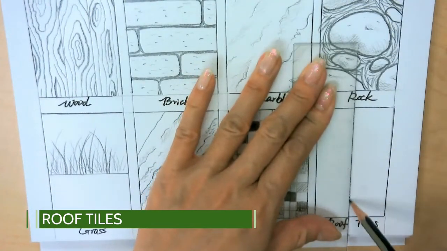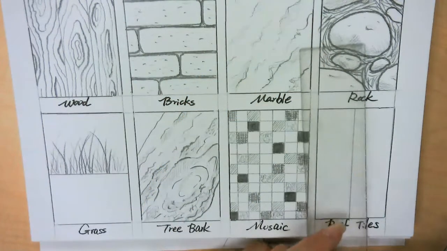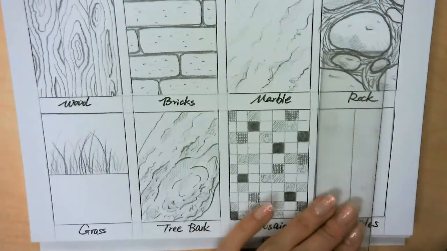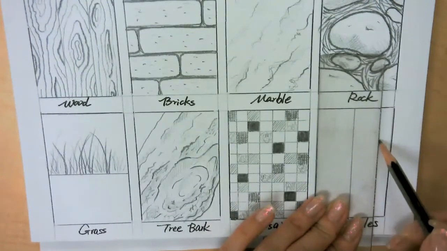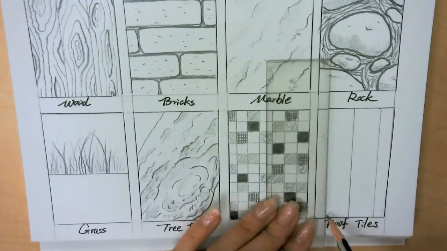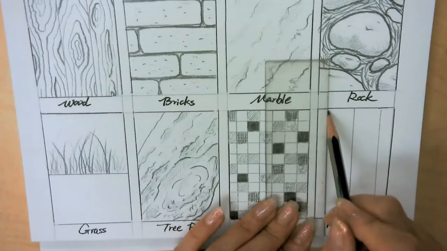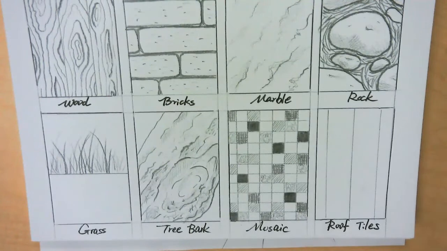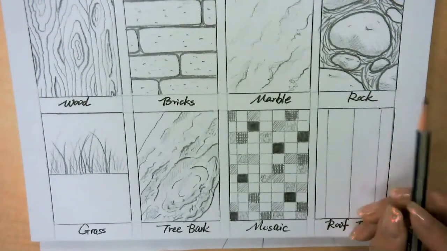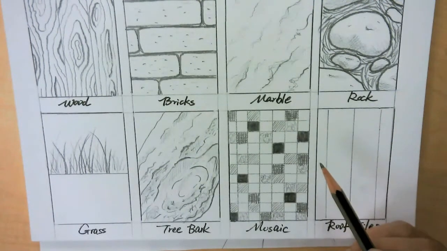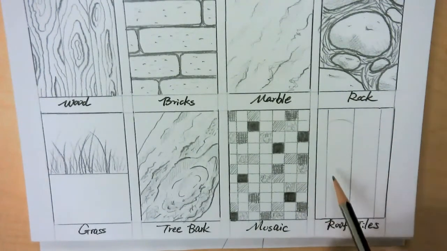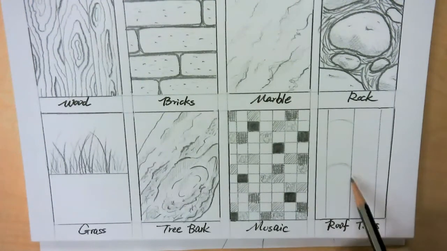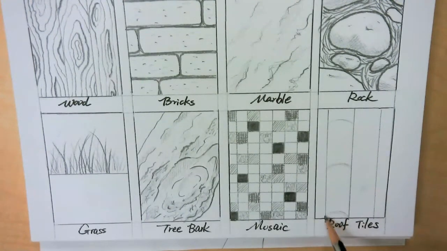Last one, roof tiles. You can do 3 or 4 rows of the tiles with a ruler. That's making some guidelines. Then separate each one. It's curved and has a little side view of it. Make sure each one is the same length.